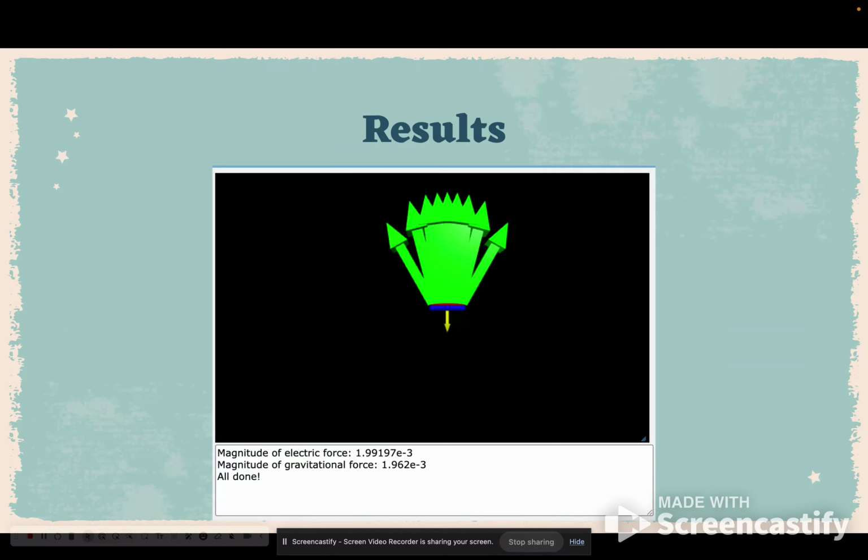And here are the results. We can see that the electric force and gravitational force are around the same, and we can see that they both balance out correctly, which is reasonable.